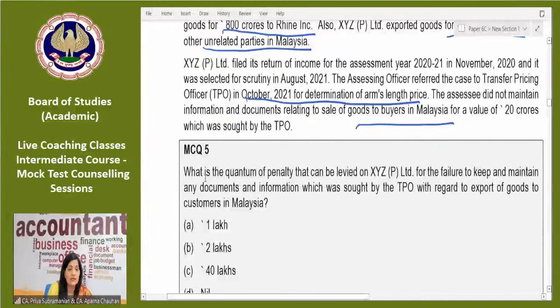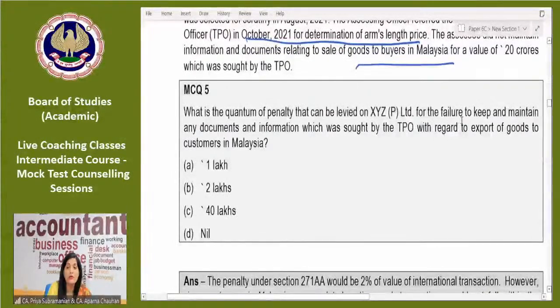This MCQ says, what is the quantum of penalty that can be levied on XYZ Private Limited for failure to keep and maintain any documents and information which was sought by the TPO with regard to export of goods to customers in Malaysia? Malaysia customers are unrelated entities, right? The requirement for maintaining the documents and information is with relation to the international transaction or with the AE. Here, there is no requirement.